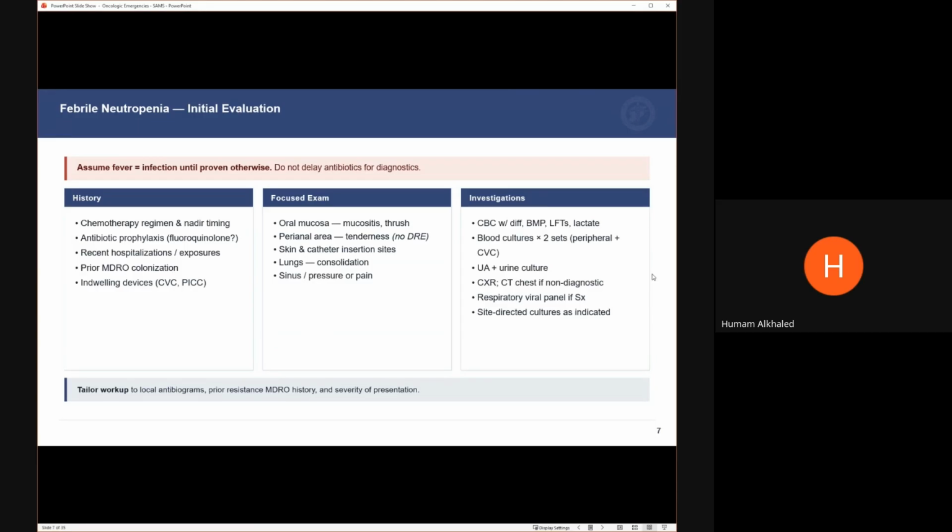We also want to tailor the workup to the local antibiograms, like if there's prior MDRO history and the severity of the presentation.